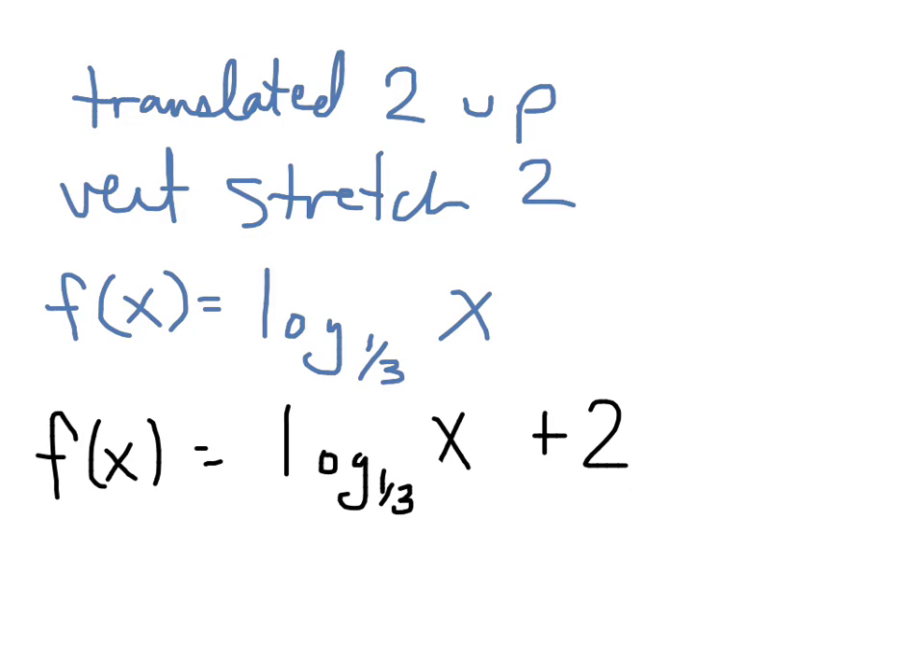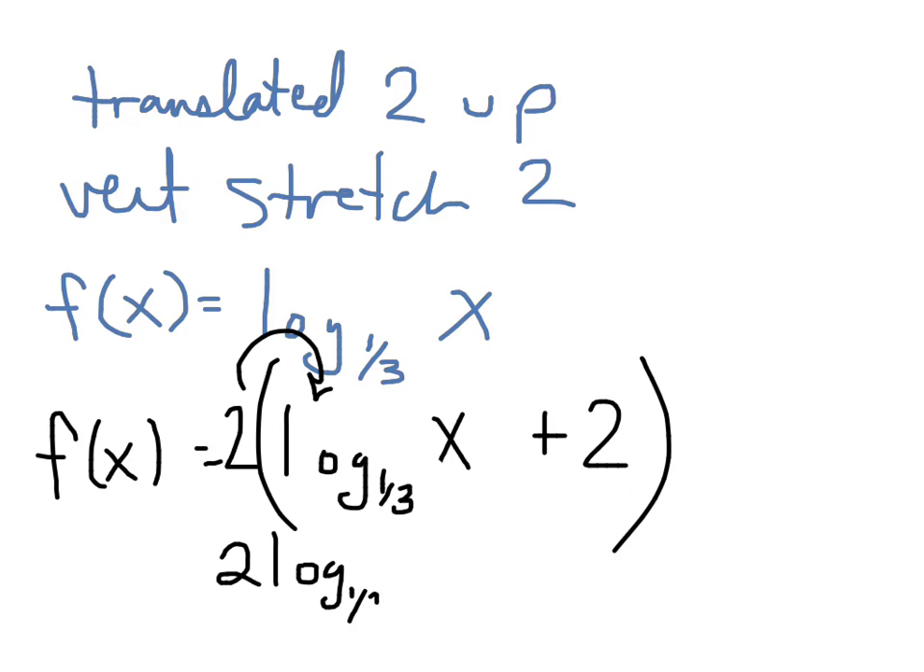Now, what you did for that is you actually moved it up 2 first, and then you vertically stretched it, which means now I multiply everything by what? Now I multiply the whole thing by 2. And when you do that, 2 into this means 2 log 1/3 x plus 4. Because then you distribute. When it says followed by vertical stretch or shrink, then you got to distribute it into every piece, not just the one. Okay? What do you think?